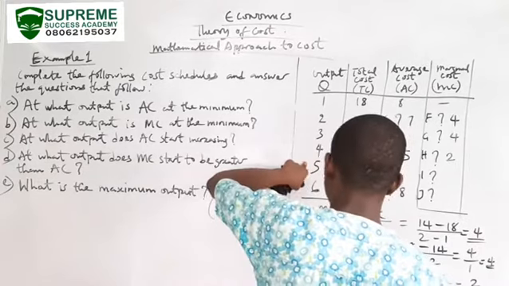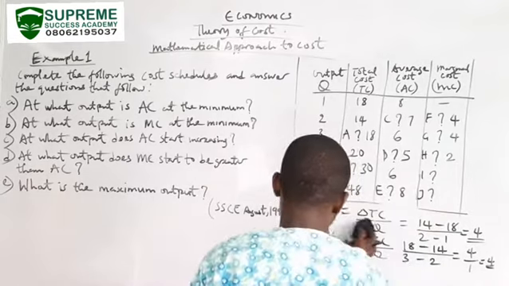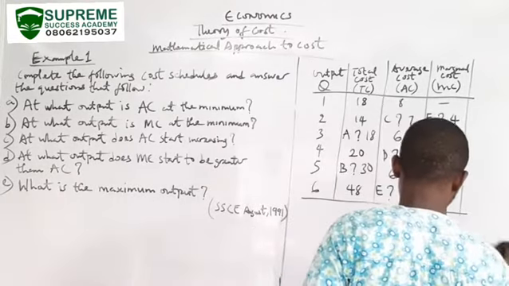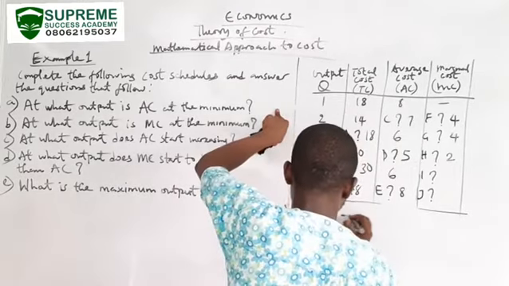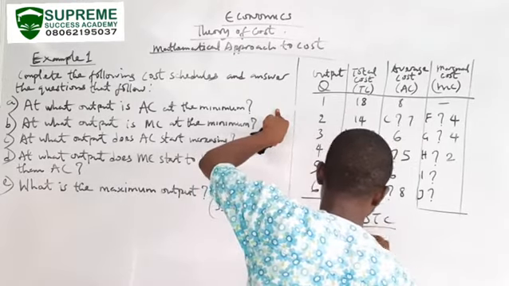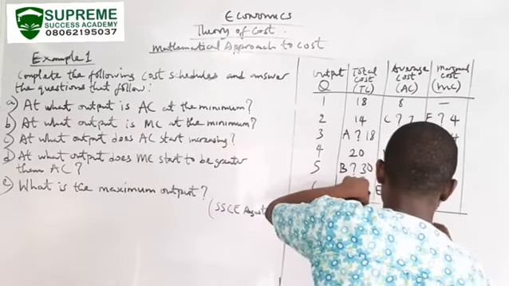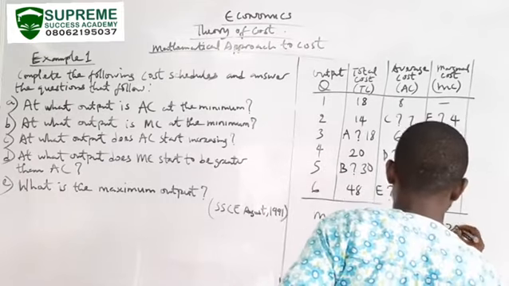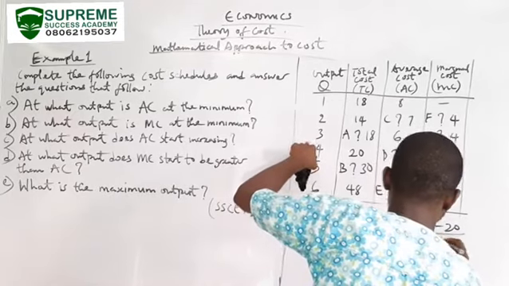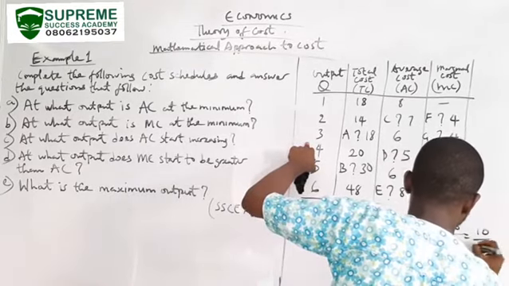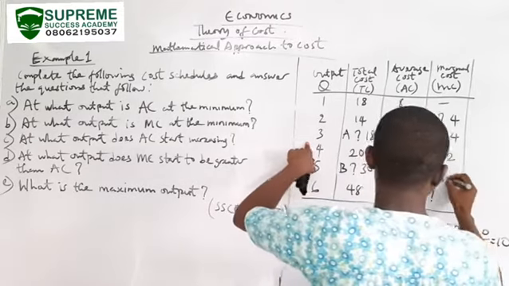So this one, the fifth output, is still marginal cost equals change in total cost over change in output. What is the total cost? The total cost is 30 minus 20, which is then divided by 5 minus 4. 5 minus 4 equals 1, 10 over 1 equals 10. So this one is equal to 10.